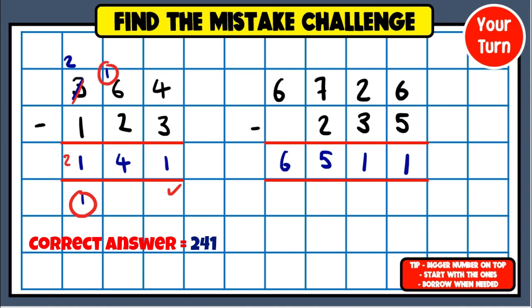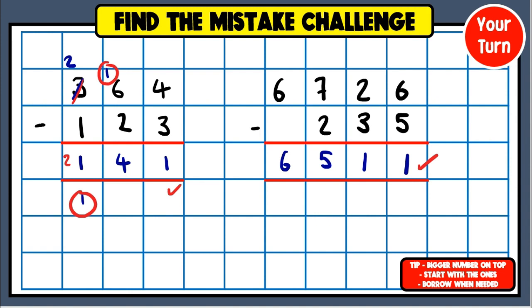Next one, 6,726 minus 235. Let's have a look. Bigger number is on top. Let's start with the first one, the ones. 6 is bigger than the 5, that's fine. 6 take away 5 is 1. 2 take away 3 is 1. That's wrong. If I've got 2 sweets, can I give 3 away?